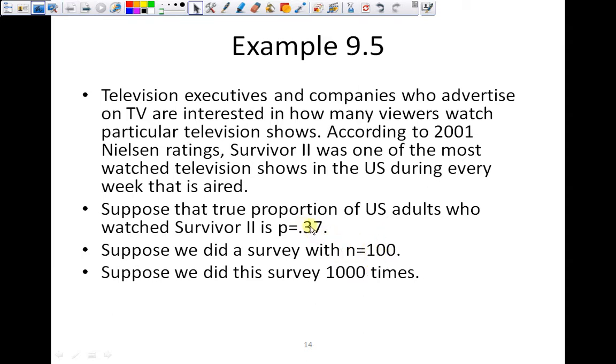The P and N is really what we're concerned with here. So we could do a check here to see if we thought it was going to be approximately normally distributed. P is 0.37. Q is 0.63. That's the complement of 0.37. And if you multiply those by 100, you get 37 and 63. And both of those are greater than 10. So it should be approximately normally distributed.